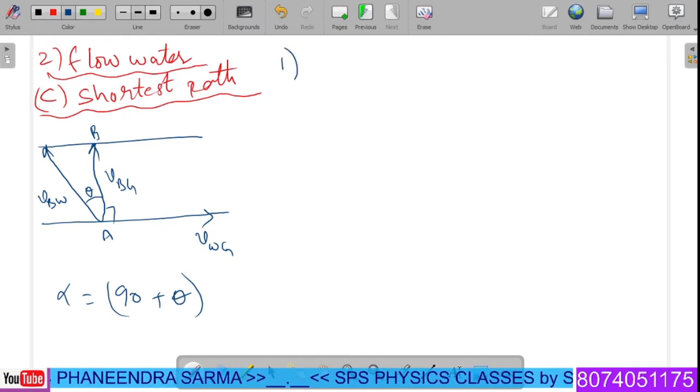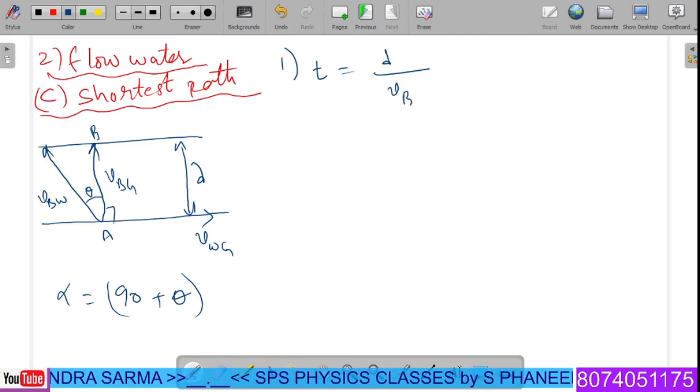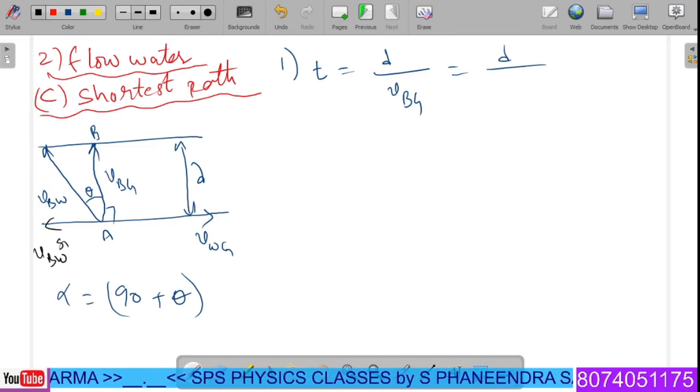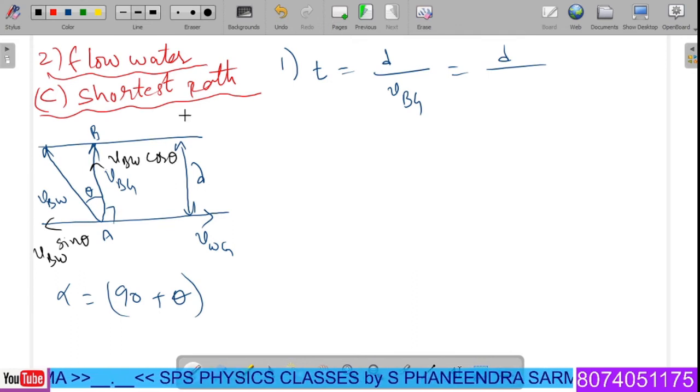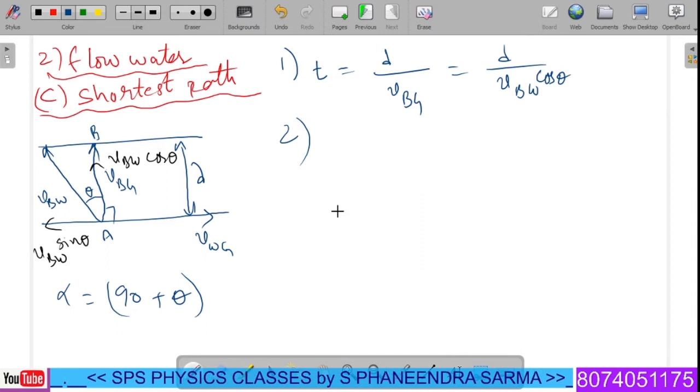Now, by doing analysis, what are the points we can record here? First point is, what is the time of journey? The time of journey is nothing but, let us consider, in this case, this is the width d. So d by vbg, which is also equal to d by, upon resolving the components of vbw, this is vbw sine theta, and this is vbw cos theta. Therefore, you can write this as d by vbw cos theta. So by using this, you can find out the value of time of journey.